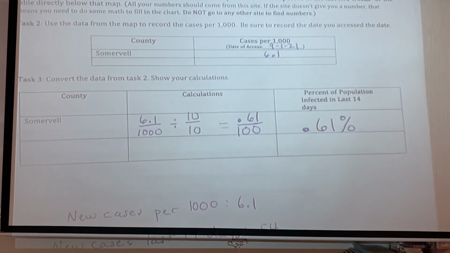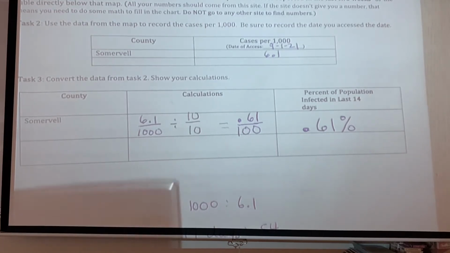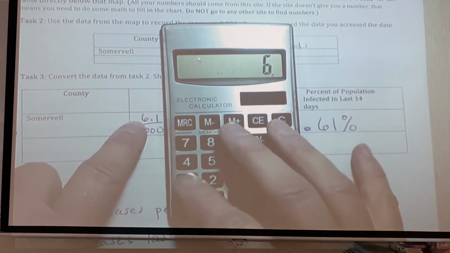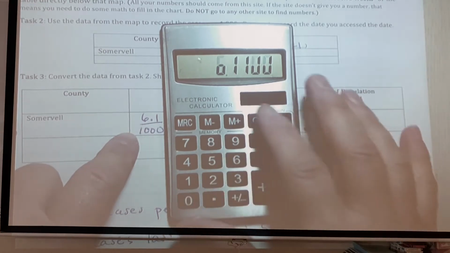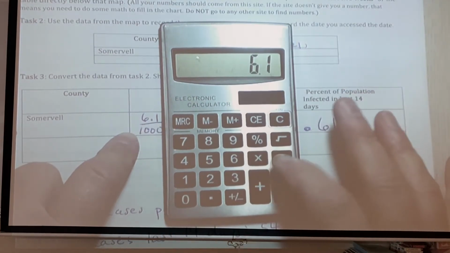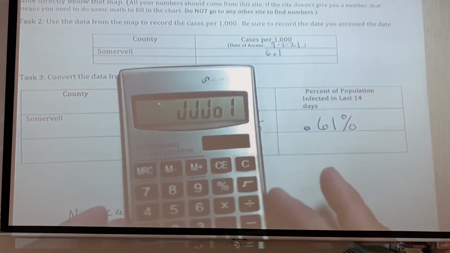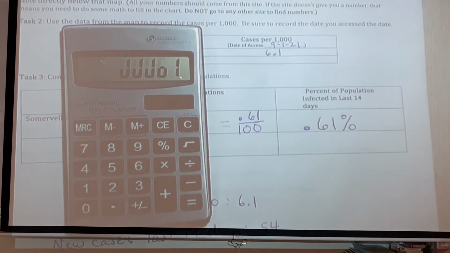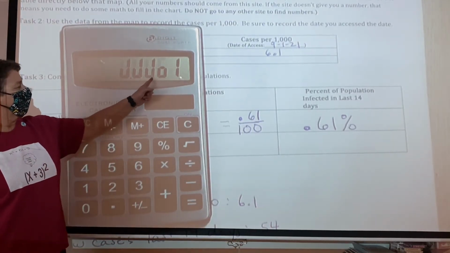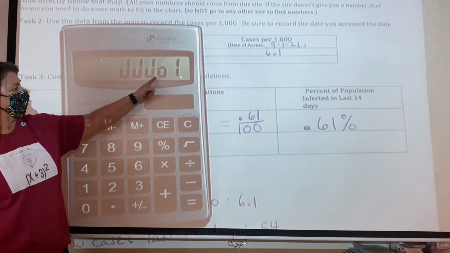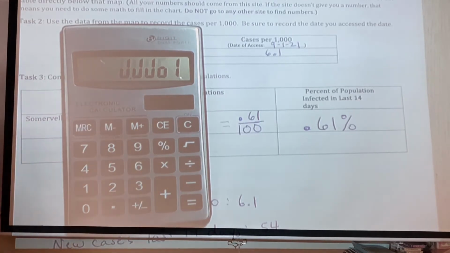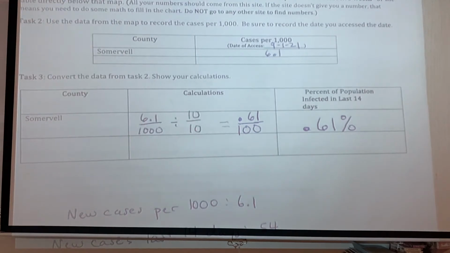By the way, on this one, you can check yourself. You could check yourself by taking 6.1 and dividing by 1,000. That 6 is not showing up exactly, but that's a 6. So go out to the hundredths place for percent, and sure enough, it's 0.61%. Remember, on application exercises, you can use a calculator. We're dealing with real world numbers.